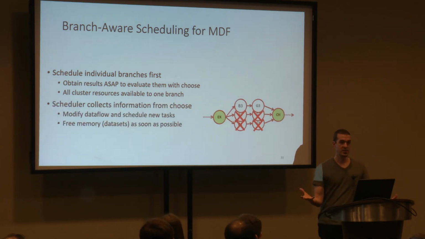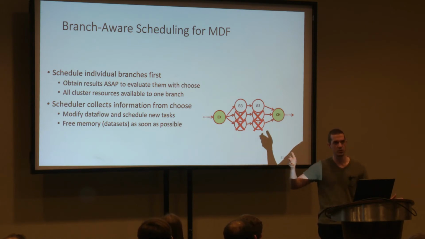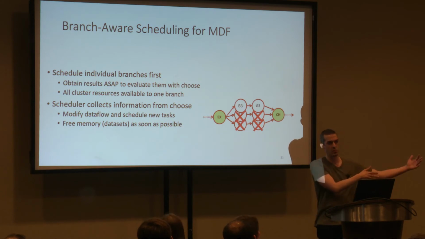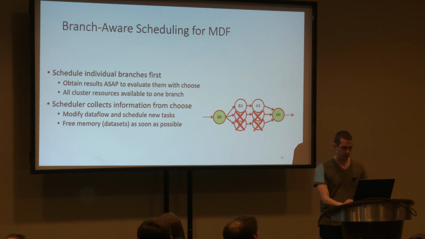So once the results from choose are available, they are sent to the scheduler, who then might make a decision of modifying a data flow, as I explained before, schedule the new tasks that are necessary, and in particular, free memory as soon as possible. So if there's a branch that's been consuming memory and we don't need it anymore, we will drop all of the data sets that they maintain in memory, giving that memory to other branches that are more promising.